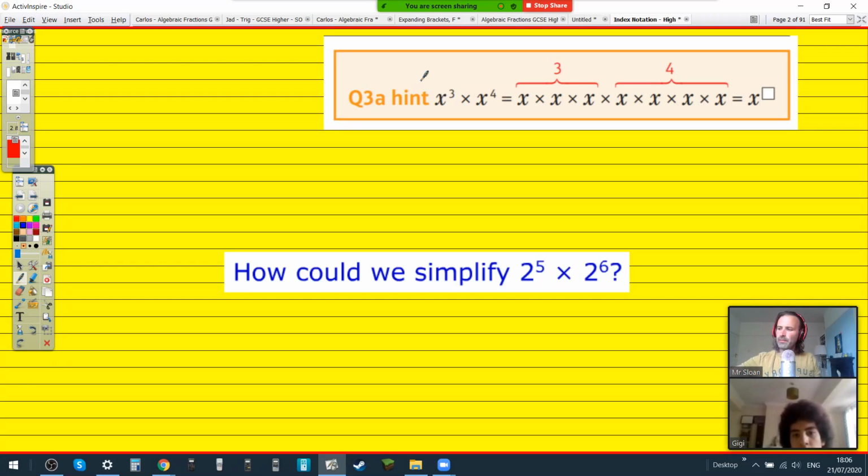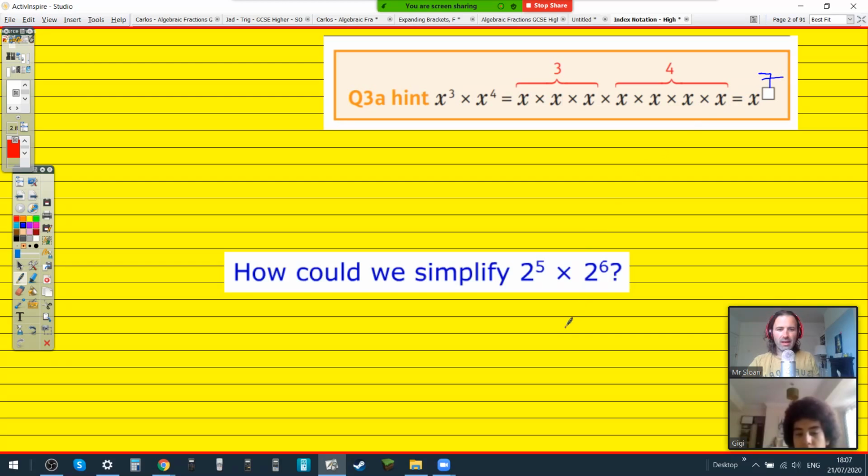Wait, what are we supposed to do? So you have to simplify it. So x to the 3 is x times itself 3 times. X to the 4, x times itself 4 times. And you're multiplying them. And so overall, what is that? X to the power of 7.